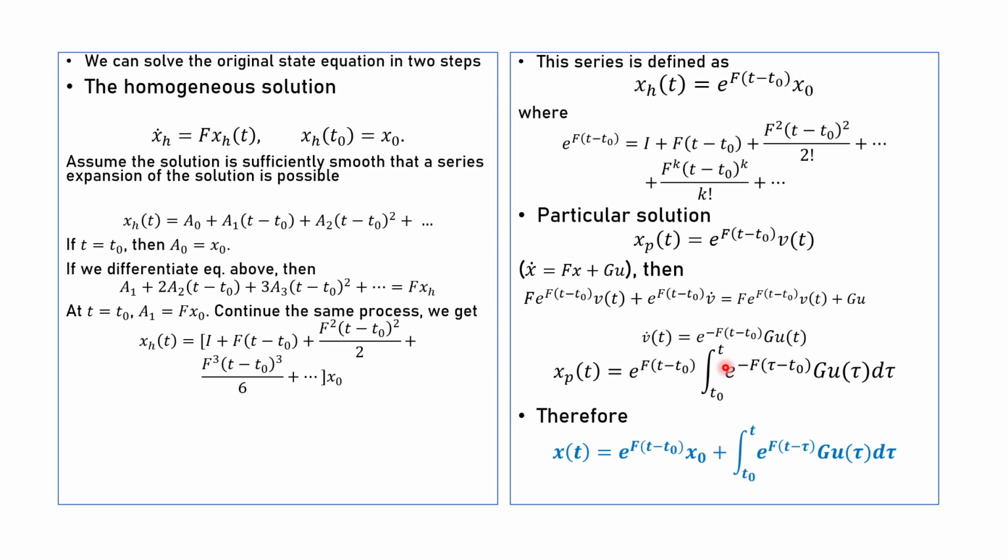And because h_p is this matrix times v, you get this exponential, which is a matrix because F is a matrix, times this integral. Therefore, the general solution is the combination of the homogeneous solution and the particular solution. And this one sometimes can be expressed explicitly if you know u.